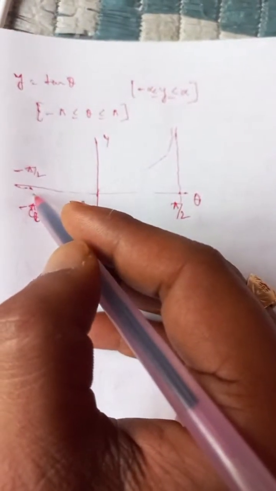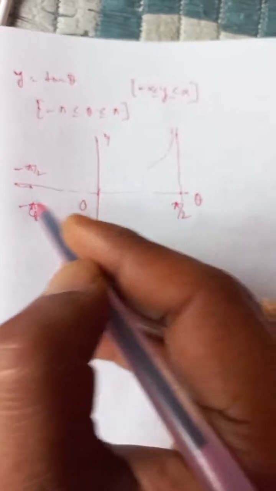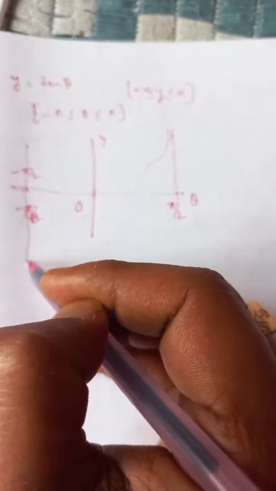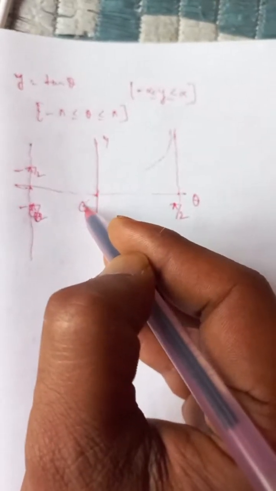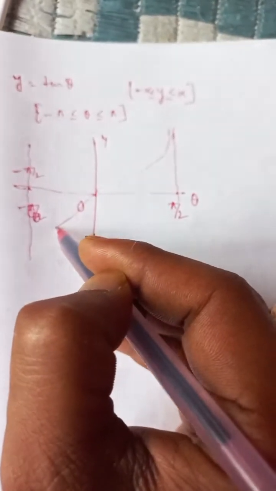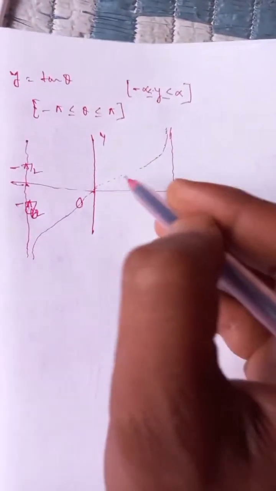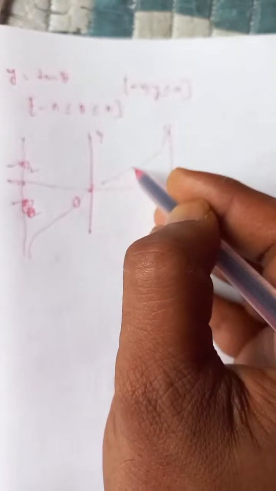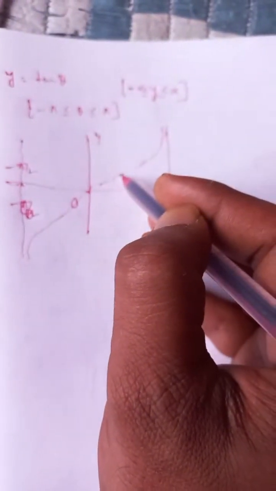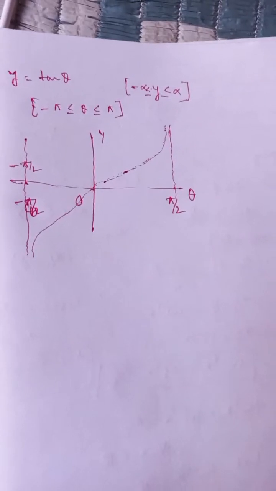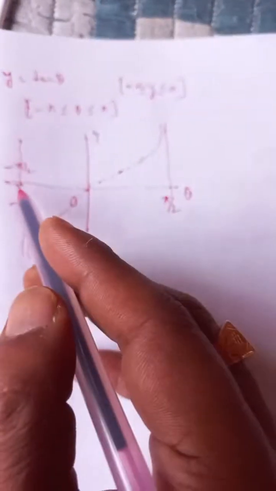At minus pi by 2, again tan is negative, so it touches again infinite. It will touch in this way. So this is the tan theta diagram or function from minus pi by 2 to pi by 2.